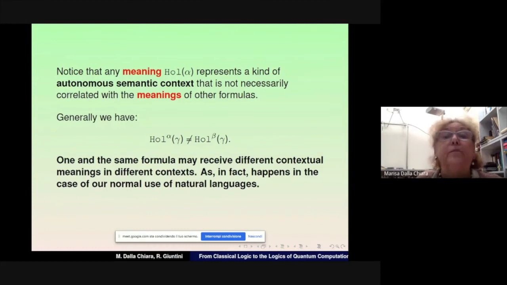We should notice that any meaning rho alpha, density operator, let us always remember that rho alpha represents a density operator, possibly a pure state, possibly a classical piece of information, possibly a classical register or a classical bit. So any meaning represents a kind of autonomous semantic context that is not necessarily correlated with the meanings of other formulas. Generally, in these semantics, one and the same formula may receive different contextual meanings in different contexts, as in fact happens in the case of our normal use of natural languages. We know this situation. Contextual meanings change in our natural language.